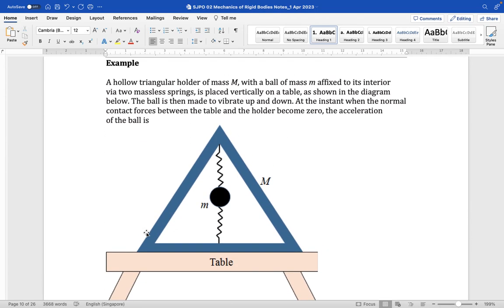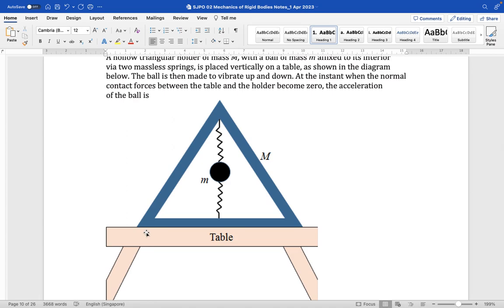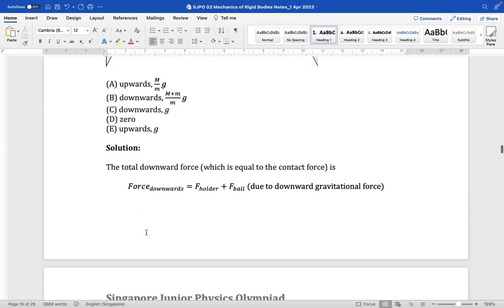Let us look at another example. A hollow triangular holder of mass M, capital M, is placed on a table. There's a ball with small m mass attached to its interior using 2 springs. They are placed on a table and the spring is then disrupted such that the ball starts to vibrate up and down. At the point when the normal contact force is 0, we want to find out what is the acceleration of this ball. Let's take a look at the total downward forces.